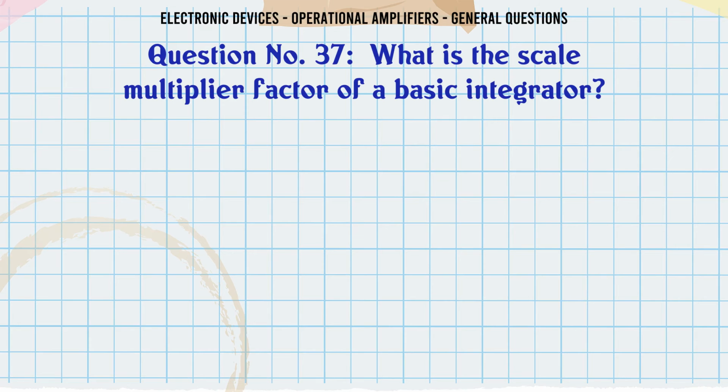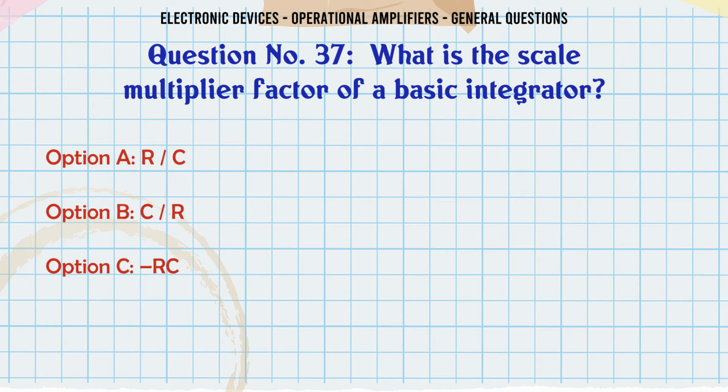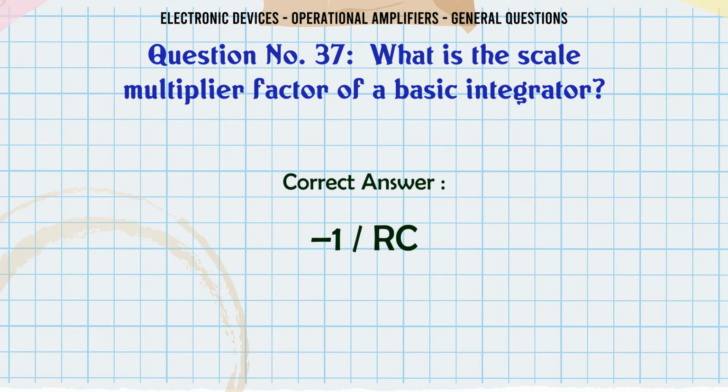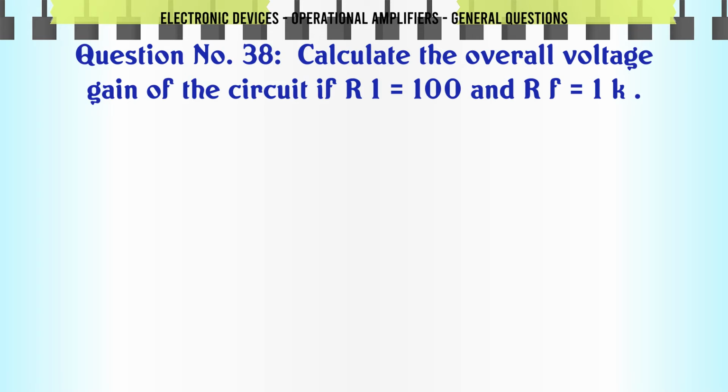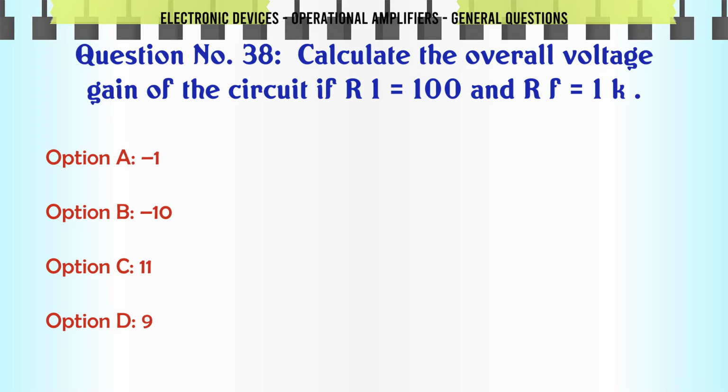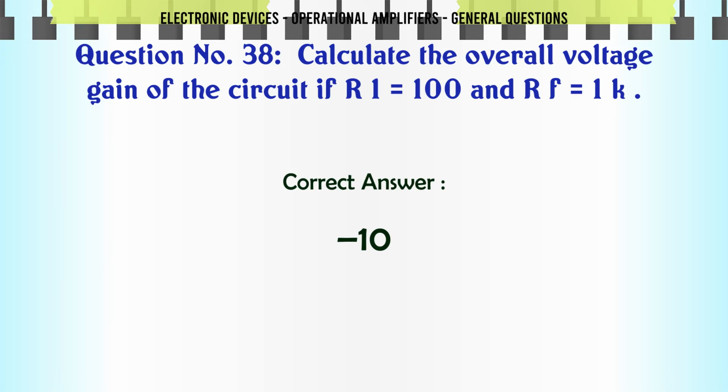What is the scale multiplier factor of a basic integrator? A. RC. B. CR. C. -RC. D. -1/RC. The correct answer is -1/RC. Calculate the overall voltage gain of the circuit if R1 is 100 and RF is 1K. A. 1. B. 10. C. 11. D. 9. The correct answer is 10.